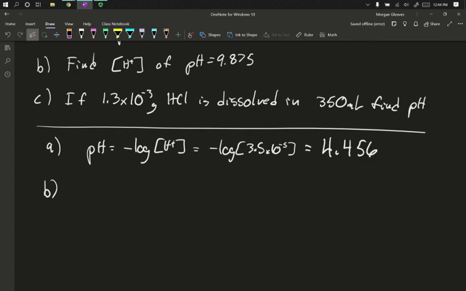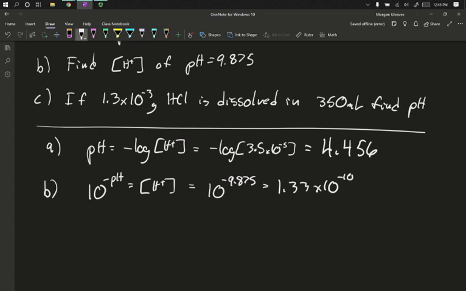Problem B, let's find the concentration from the pH. So in this case, we have a solution whose pH is 9.875. What is the molarity of that H+ ion in solution? Remember that 10 to the negative pH will give us the molarity of the H+. So this is our equation where we can convert pH into concentration. So in our case, that is 10 to the negative 9.875, which is 1.33 times 10 to the minus 10.